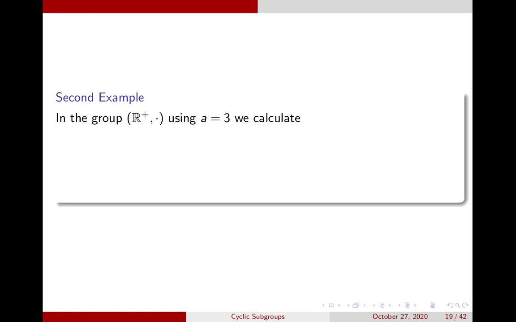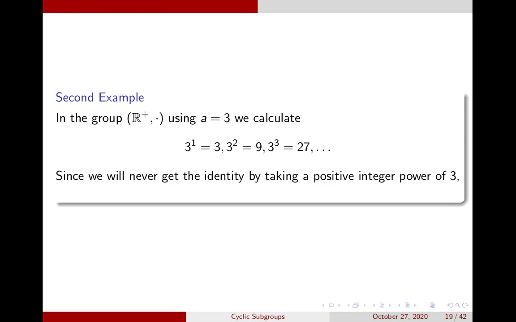Why don't we look at the group consisting of the positive real numbers using ordinary multiplication? Let's calculate positive powers of 3 in this group. This is ordinary multiplication. 3 to the first is 3. 3 squared is 9. 3 cubed is 27. 3 to the fourth is 81, and so on. We will never get the identity by taking a positive power of 3. 3 has infinite order in this group.